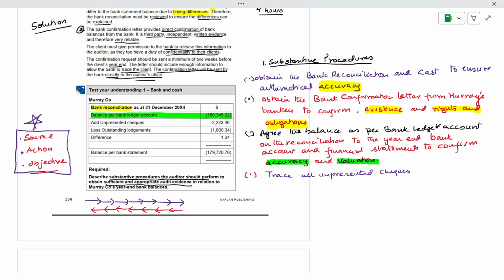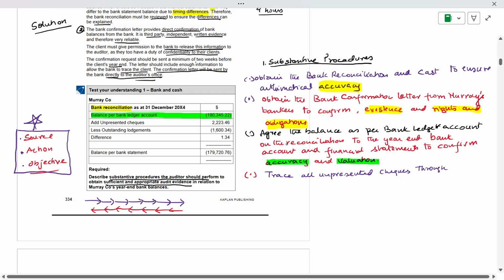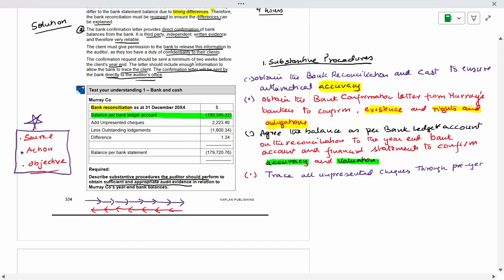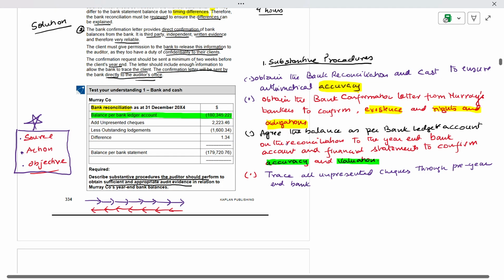How do we have to do this? We have to trace it through the pre-year end bank statement and the post-year end bank statement. When doing this, what will happen?